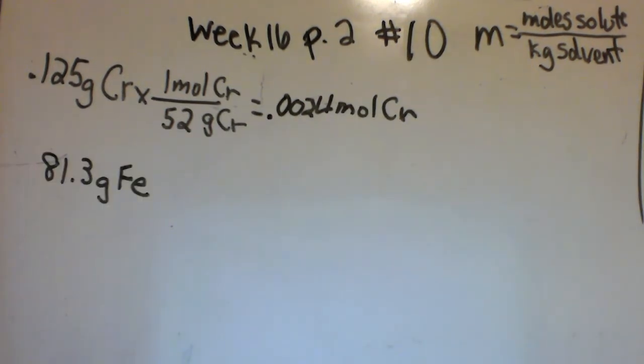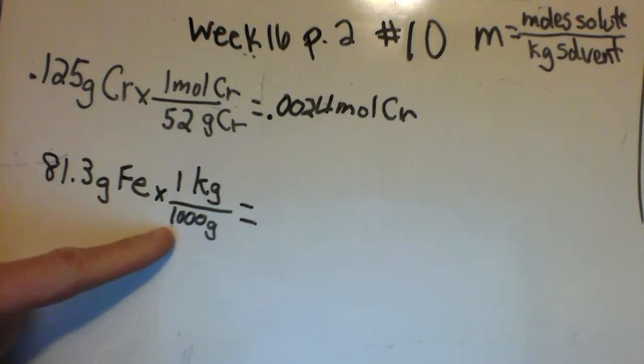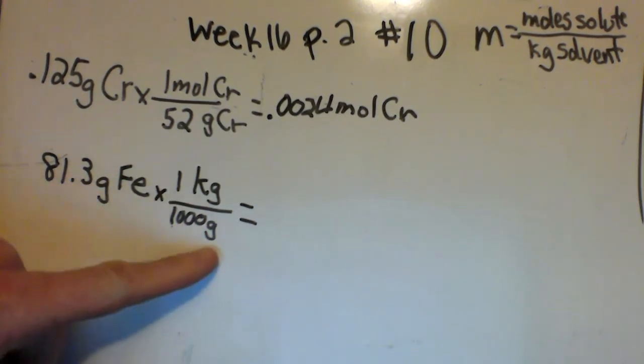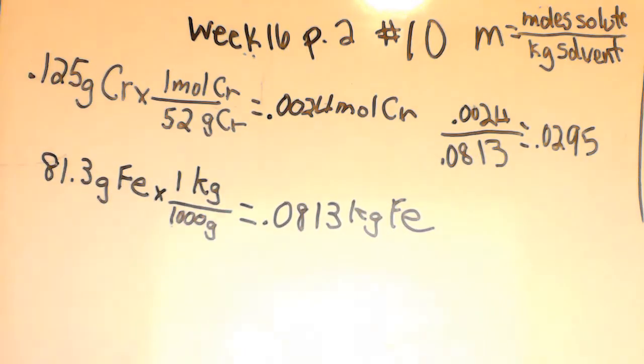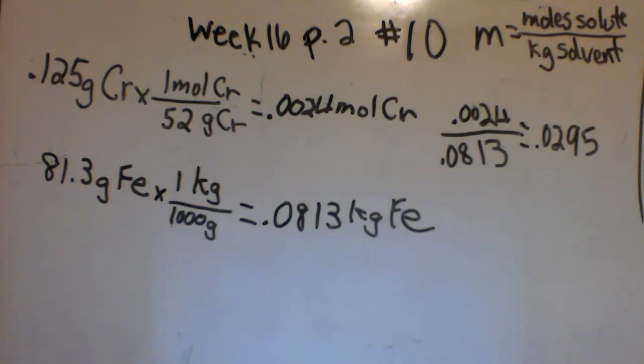Our problem also tells us that we have 81.3 grams of iron. We need to convert that to kilograms. We put grams on the bottom so that this unit and this unit cancel out and we're left with kilograms, which is what we're looking for. So 81.3 divided by 1,000, the answer is 0.0813 kilograms of iron. Now we'll be able to substitute these numbers into our molality fraction. And we find out that the molality of this solution is 0.0295.